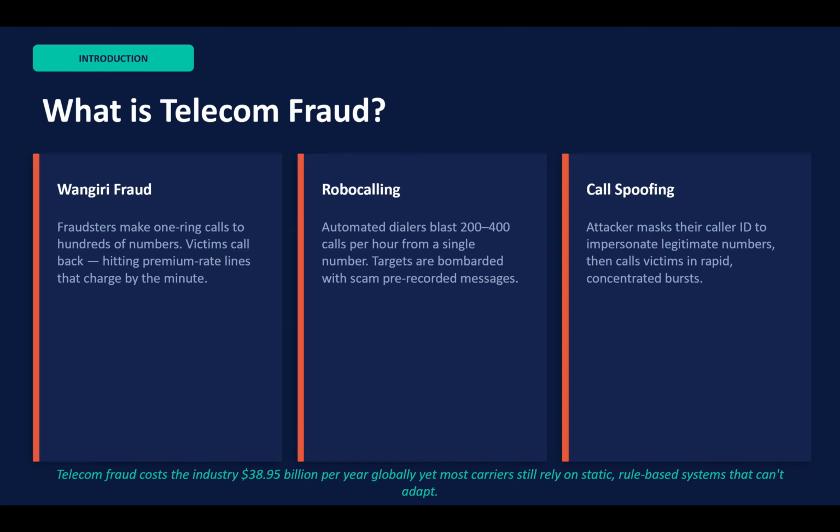But what makes all three hard to catch is that traditional rule-based systems fall apart the moment fraudsters change their behaviors even slightly. So everything just breaks down, whatever rule-based system they have implemented, once they change their behavior.